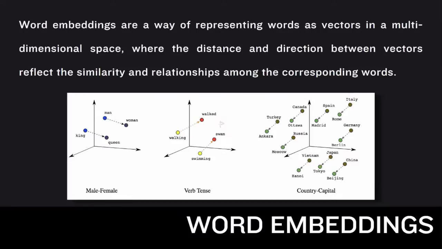Consider if you are trying to represent words as vectors in 2D or 3D format. Once you plot them, you can tell based on the distance and direction whether they are related or not. For us, we know that Moscow is the capital of Russia, Madrid is the capital of Spain, Rome is the capital of Italy, Berlin is the capital of Germany, Tokyo is the capital of Japan.